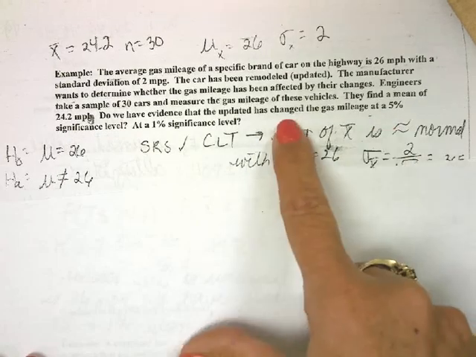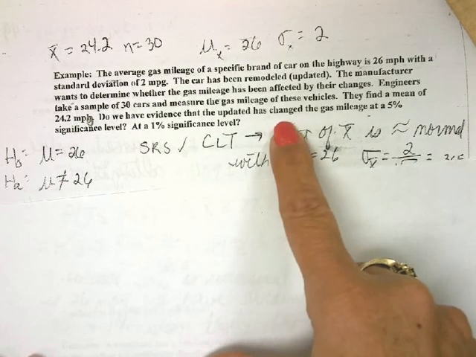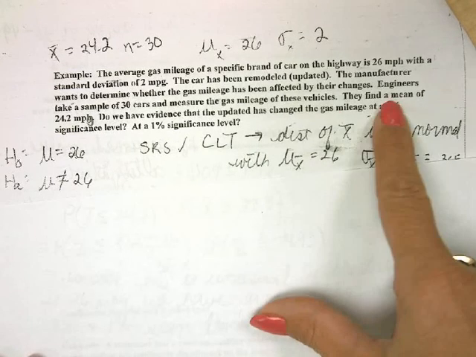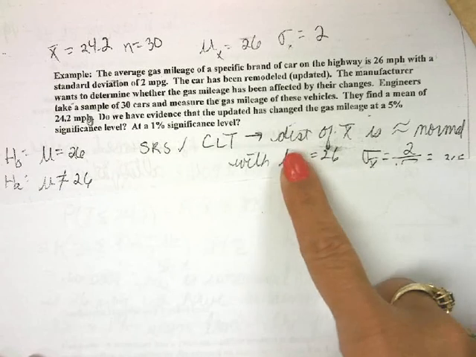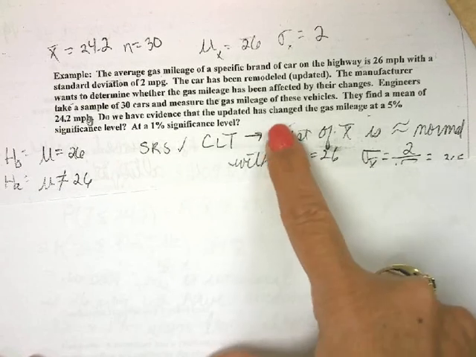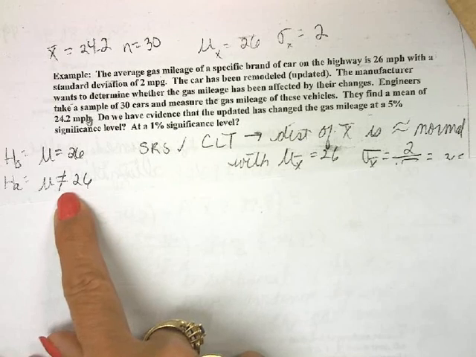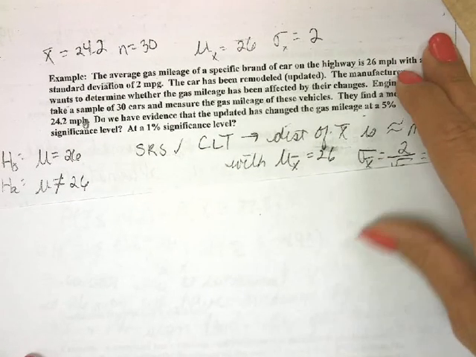And if it says something about did it change, is it different, then this will be a not equal to, as opposed to if I had said, do we have evidence that the gas mileage got worse? And if we had the word worse here, this would be a less than 26. Okay, so we have a sampling distribution.